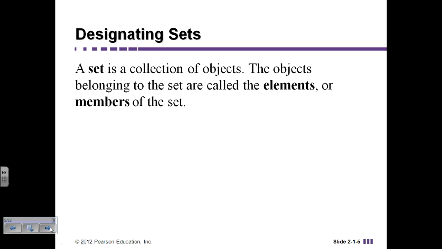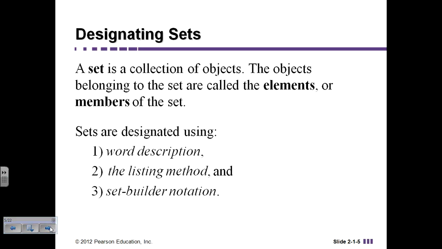So the first thing we're going to talk about is what exactly is a set. A set could be anything that is a collection of objects, such as a collection of dishes, a collection of people in a room could represent a set. People in a club could represent a set. The objects that are in the set are all called elements or members of that set.